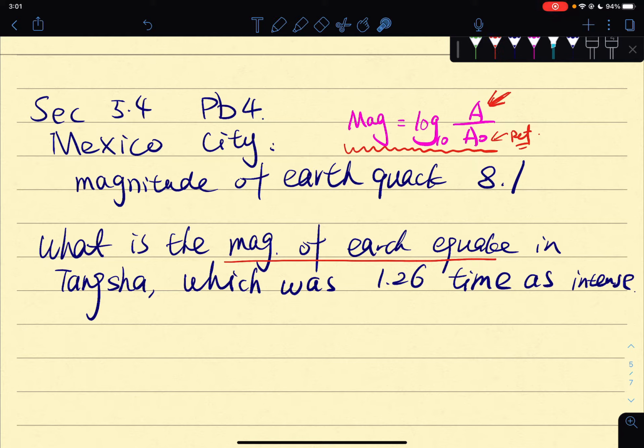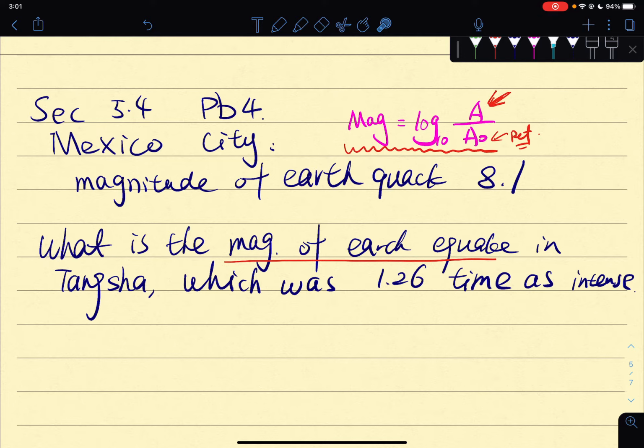So every time, if you can tell me the wave or the intensity, I should have said maybe the energy released by the earthquake, then you're going to give me a number for A. And I should be able to look up some kind of A0. And then by doing this calculation, I can find the earthquake's magnitude. This problem is slightly different, even though it's still based on this formulation.